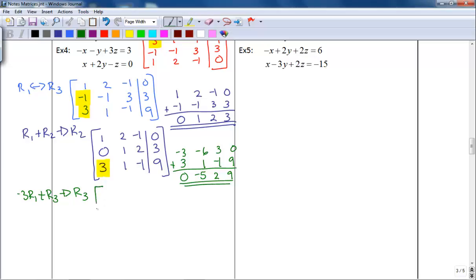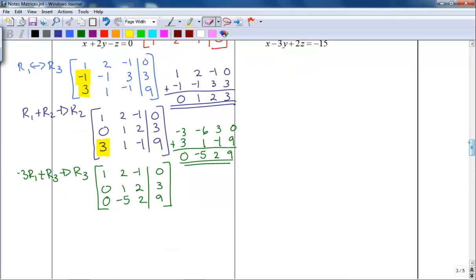So let's go ahead and write our matrix. Remember, row 1 did not change. Row 2 did not change. But my row 3 became 0, negative 5, 2, and 9. So we are getting closer to getting this in echelon form. Remember, echelon form, I need a main diagonal of 1s and then 0s underneath all those 1s. So let's see what we have so far.